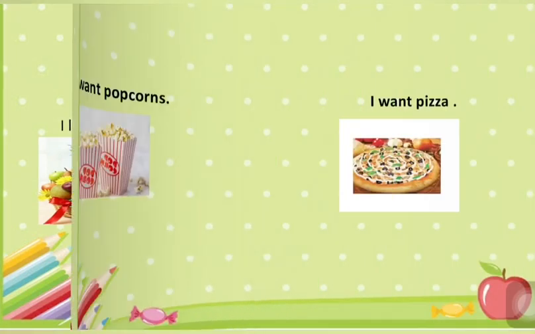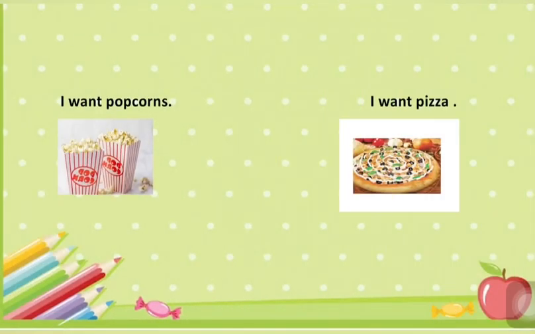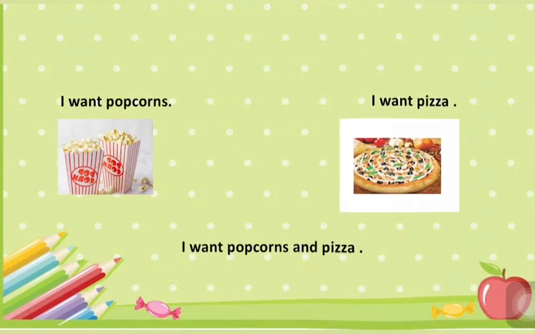Let's have a look at another example. I want popcorns. I want pizza. Now children, again, these are 2 informations. How will I join one piece of information with another? Excellent. I want popcorns and pizza. See children, now you have come to know how and when to use and. Lovely.